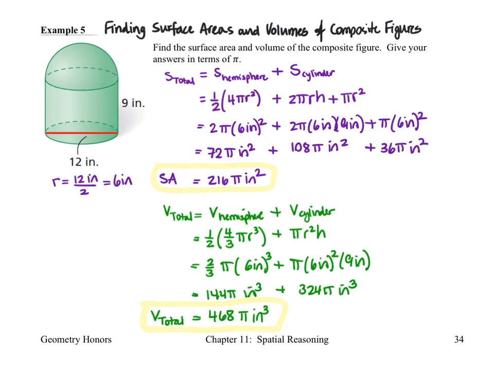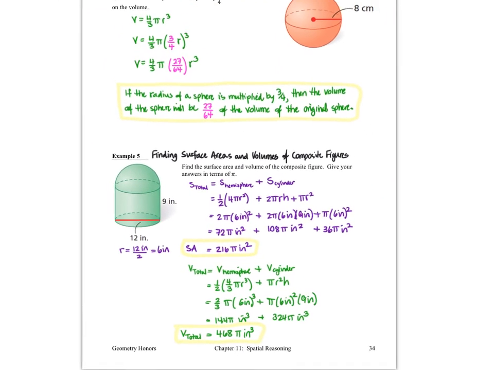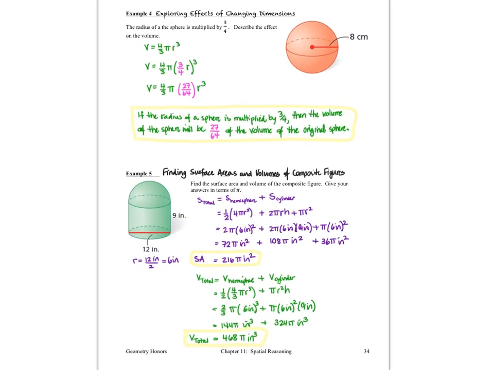And this is how we find the volume and surface area of composite figures. That is it for this lesson, and we are done with chapter 11.